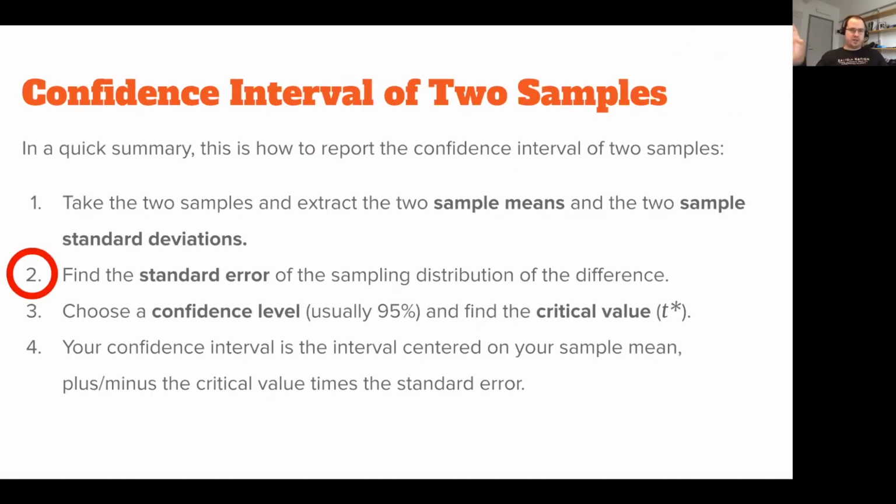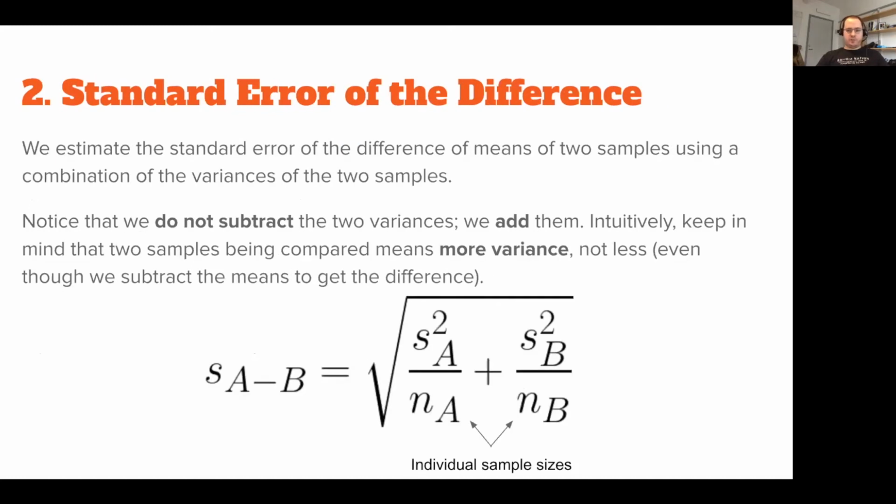Measurement, gather data, extract some simple statistics from that. And now we're going to find the standard error of the sample distribution of the difference. So in the first case, what we did was simply take the standard deviation of the sample and divide it by the square root of the sample size n, right? That was all we had to do. In this case, it's slightly more complicated.